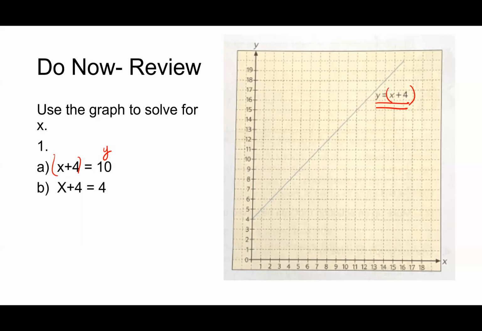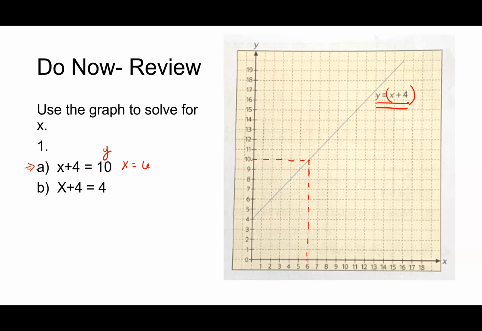Okay, so for letter A, we want to solve for x. It says to use the graph. So if y equals 10, all we need to do, remember, is draw a line over from the y and then draw a line down to x. So what is x in that case? 6. You could just do that in your heads, I bet, right? Charlie, this is x plus 4, so what is x? In letter A, x plus 4 equals 10. What plus 4 equals 10?